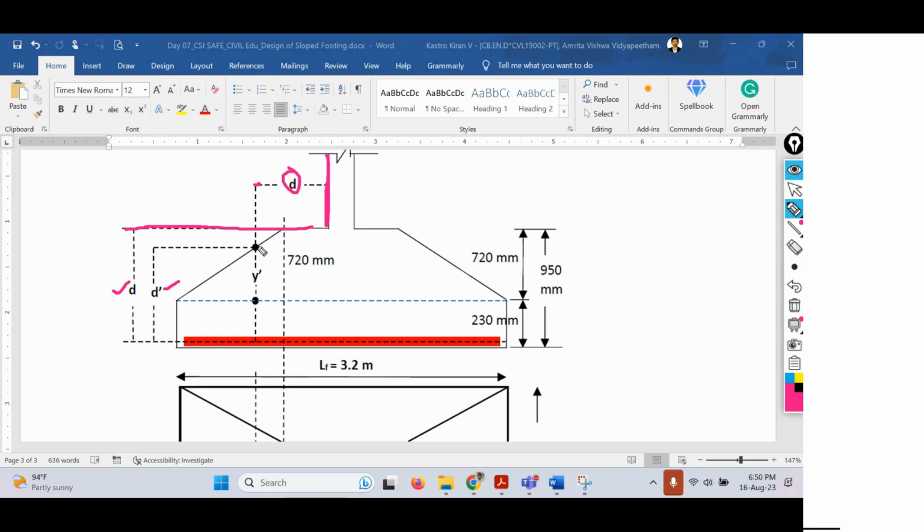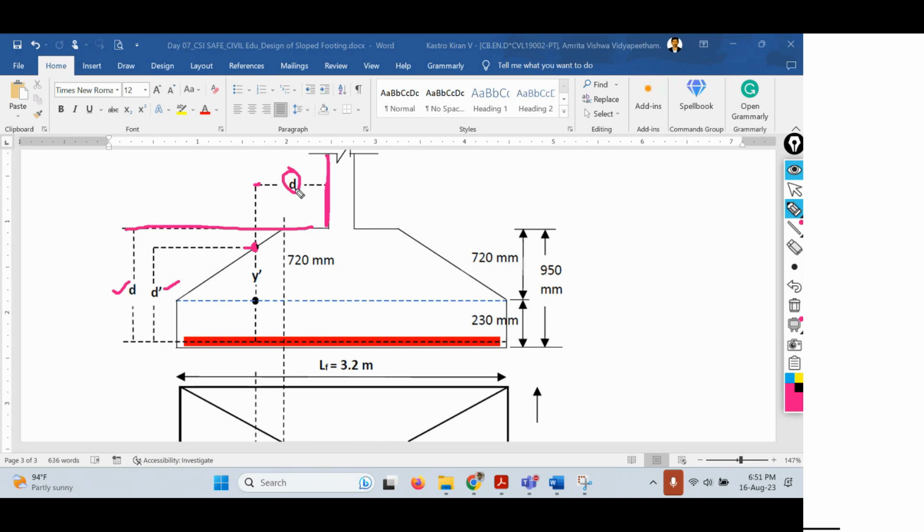The critical section will be lying at a distance d from the face of the column, so this value we have to find out. From this critical portion to the center of the reinforcement bar, I'm considering it as d dash. Let us solve these first: how to get the value of d dash, then y dash, and then d along with the critical section d value.